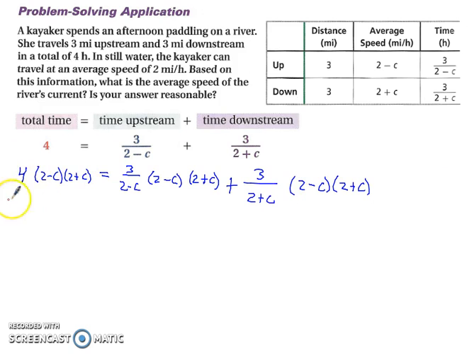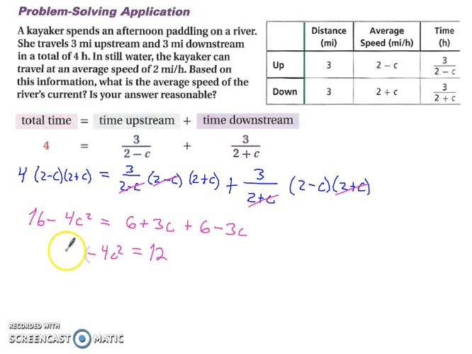So this part on the left-hand side, when we simplify, you're going to end up with 16 minus 4c squared. And now for this side. We can cross out our 2 minus c and our 2 plus c, and we can distribute our 3. So we have 6 plus 3c plus 6 minus 3c. Well, 6 and 6 make 12. So we have 12 equals 4c squared and 16 here. In case you're wondering where the 3c and the negative 3c went, they cancel each other out.